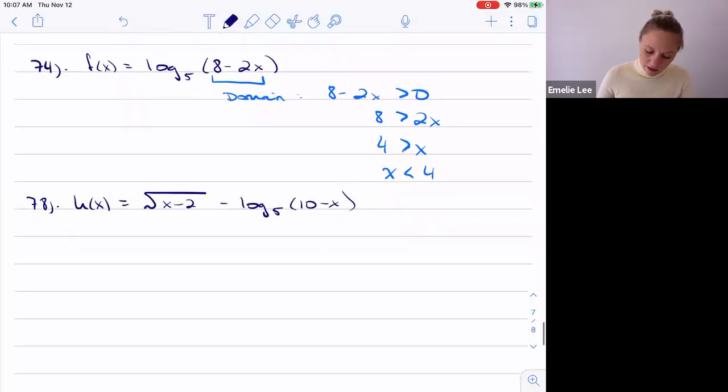Okay. Notice that there are restrictions. So from before, we've got restrictions on our square root. We can't take the square root of a negative number, but we can take the square root of 0. Whereas here, we can't take the log of a negative number and not even 0. So the overall domain of this thing is going to be where they overlap.